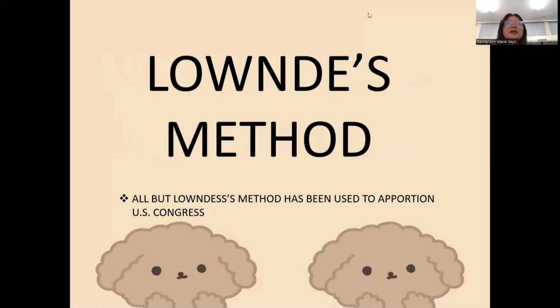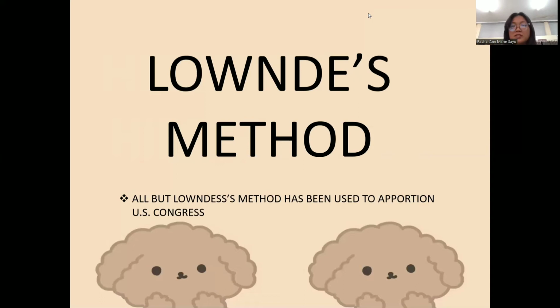All but the Lowndes method have been used to apportion the U.S. Congress. So we have here five methods to get the apportionment of a certain set of data. First we have the Hamilton, next we have the Jefferson, then Webster, next to that is the Huntington, and lastly, we have the Lowndes method.